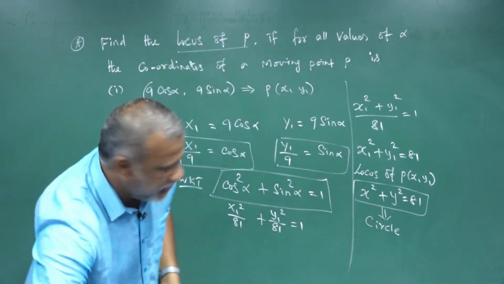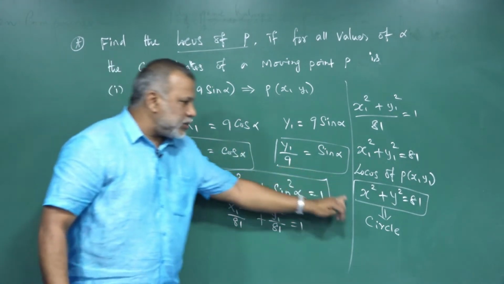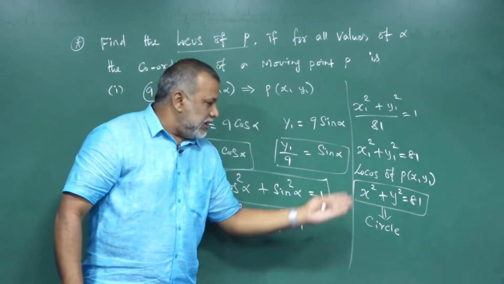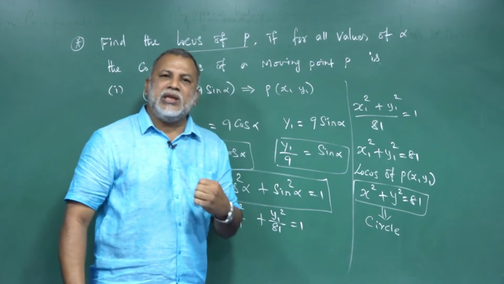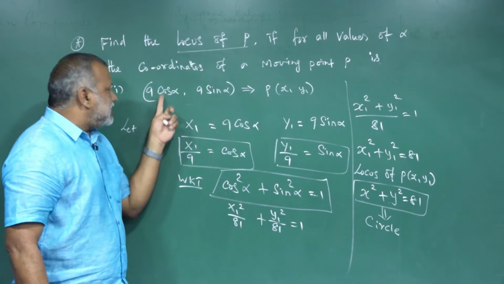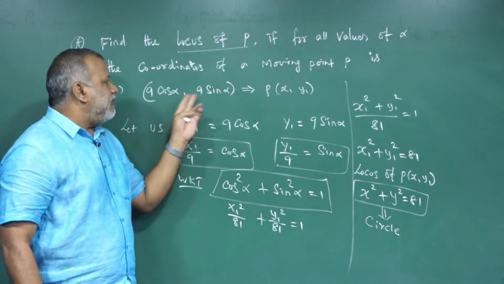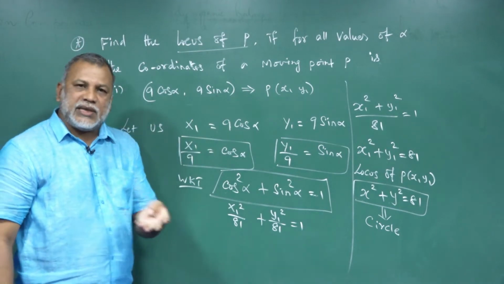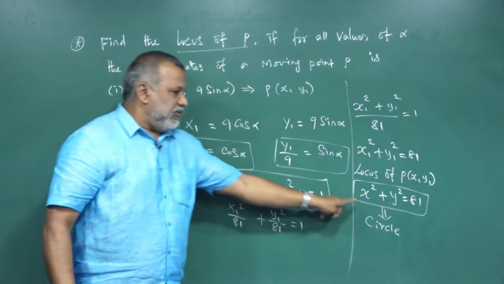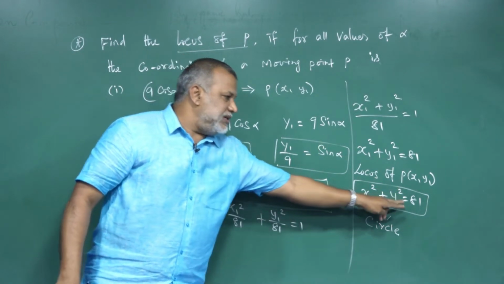Now listen, students, this is one of the interesting and very important points. x squared plus y squared equal to 81 is the equation of the circle. This is the Cartesian form; Cartesian means it contains x comma y. Here, 9 cos alpha, 9 sin alpha is said to be the parametric equation, where alpha is any angle. So if parametric equations are given, we can get the Cartesian form: x squared plus y squared equal to 81.